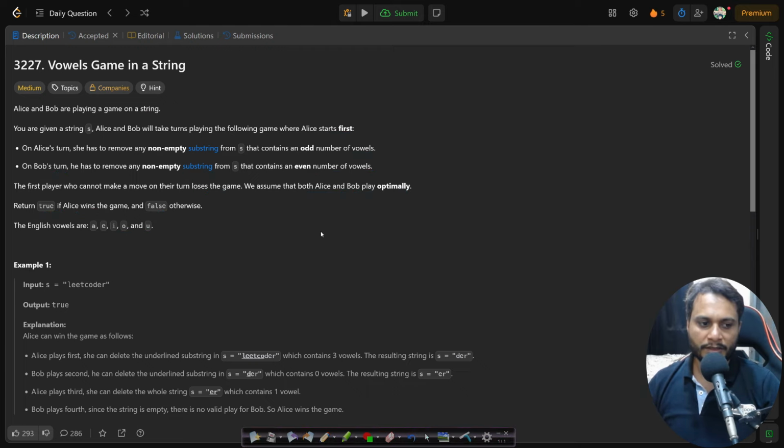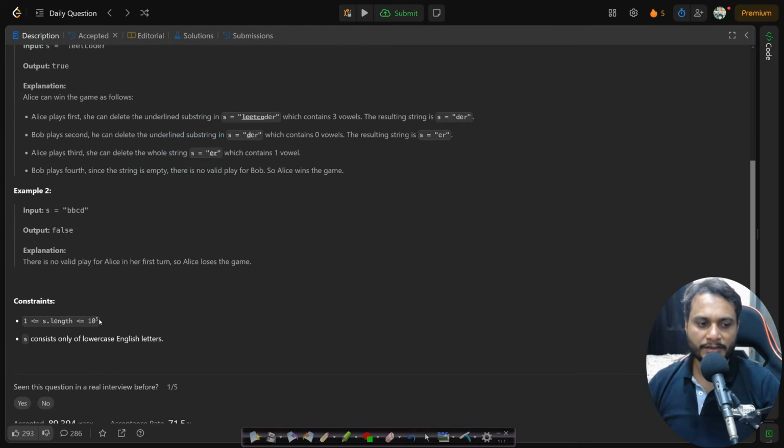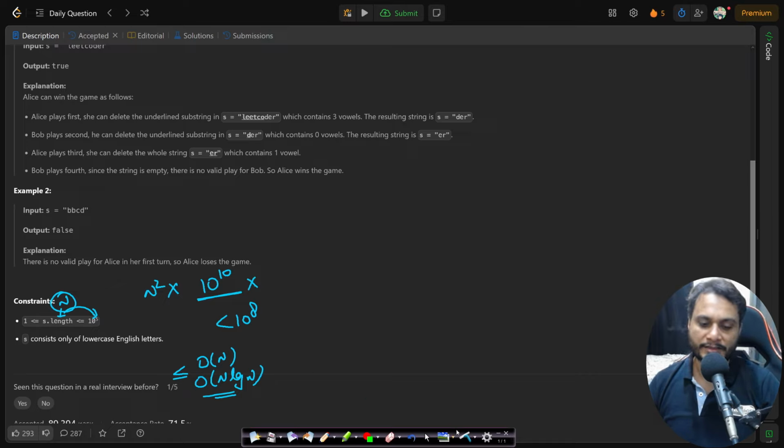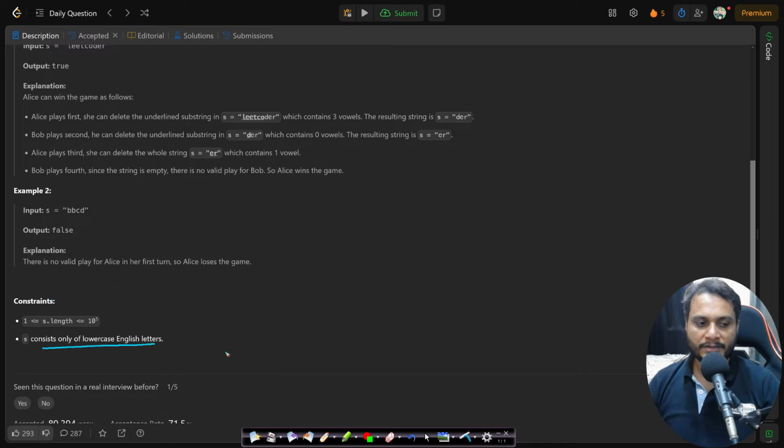So let's look at the constraint in this case. The constraint is saying that we have length 10 to the power of 5 maximum. So if I consider n to be the string length, then you cannot write an n square algorithm because that will be 10 to the power 10 computations. We need to make the computations come below 10 to the power of 8. So an order of n algorithm or order of n log n algorithm would be perfect, or anything less than or equal to these time complexities, right? And S consists of all the lowercase English letters.